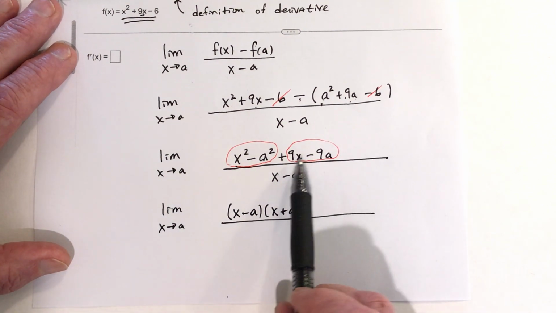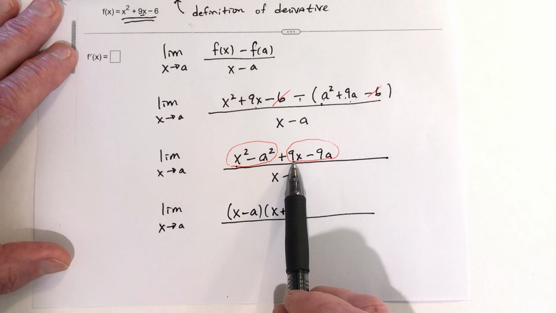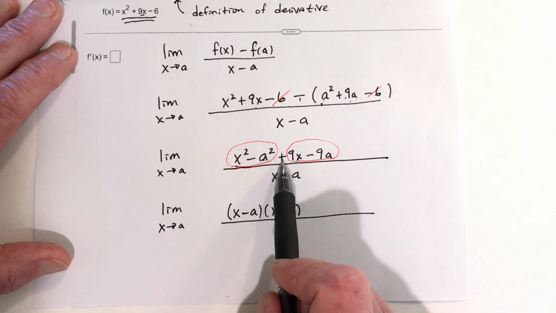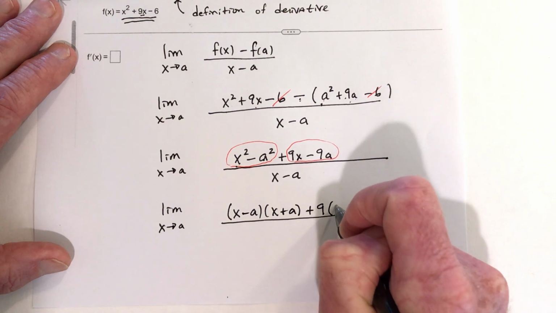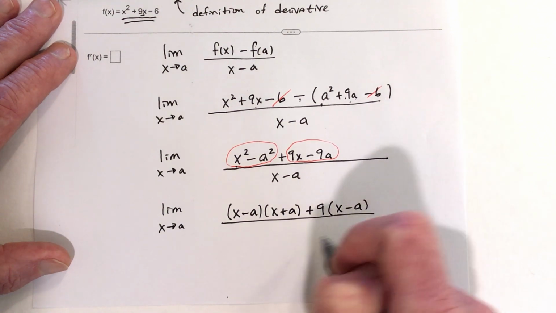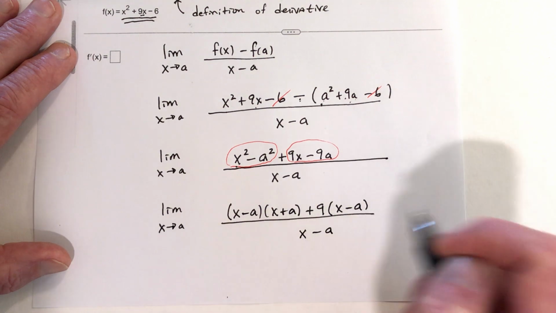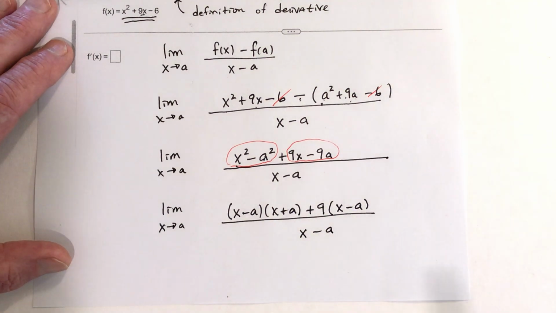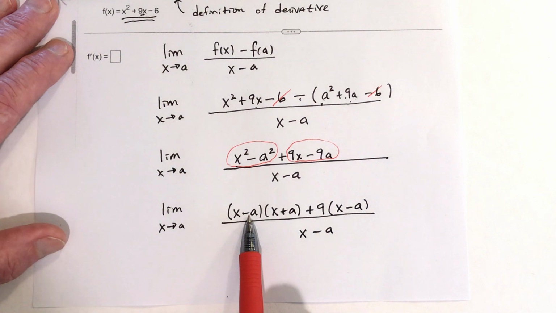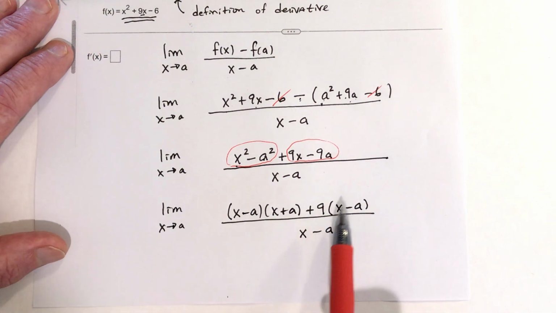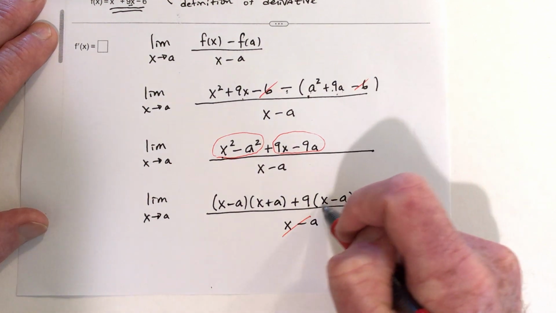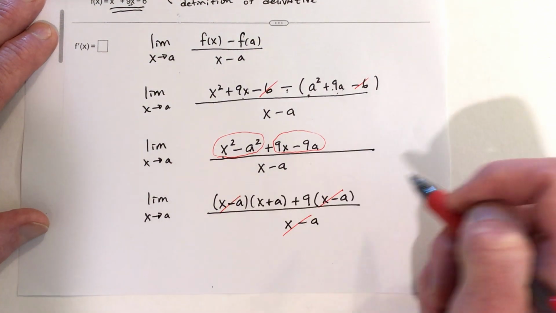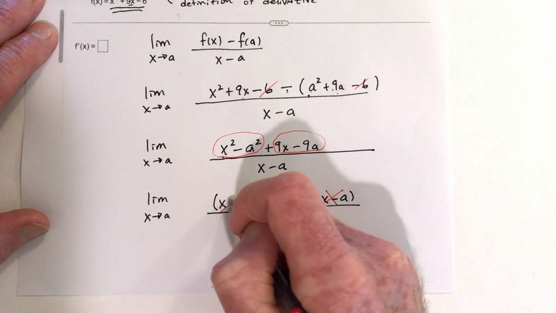And with these two in this red circle, I can factor out a 9. So there's still going to be this plus sign. And then factor out a 9, and it's going to leave x minus a. And then it turns out there's an x minus a here, and an x minus a here, and an x minus a here. That means that they can all get canceled. You get canceled, and you get canceled, and you get canceled, and you get canceled.